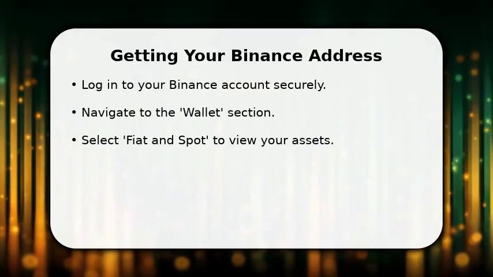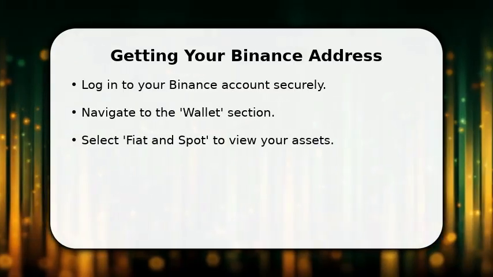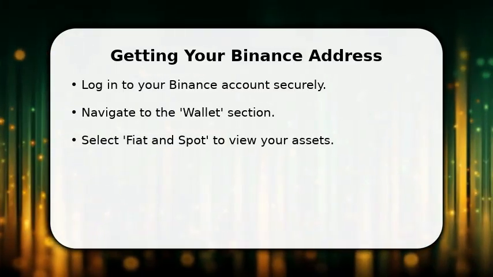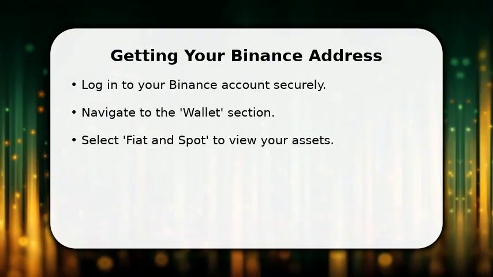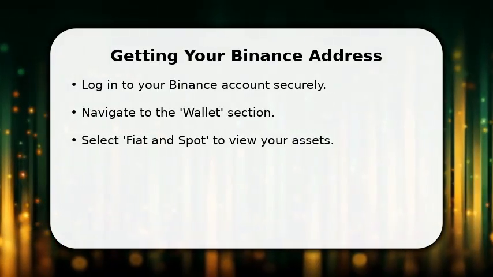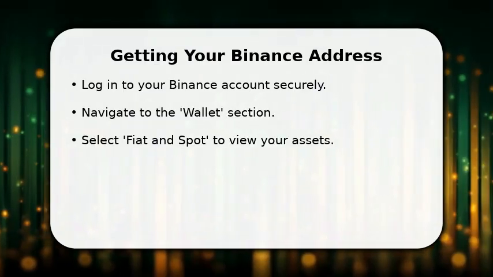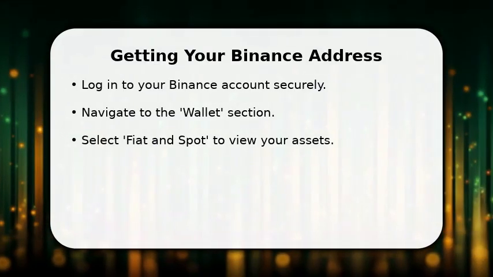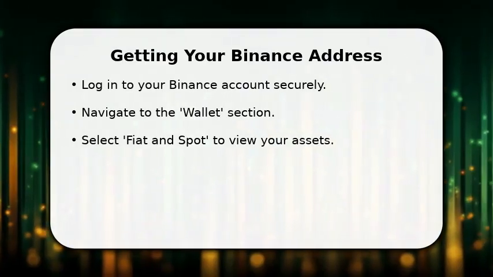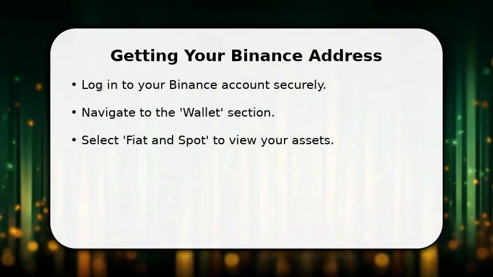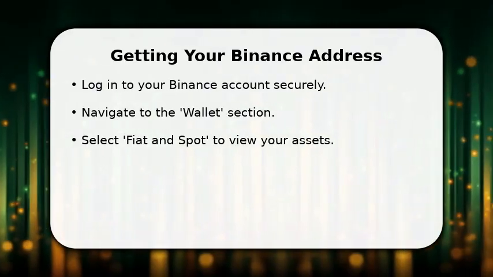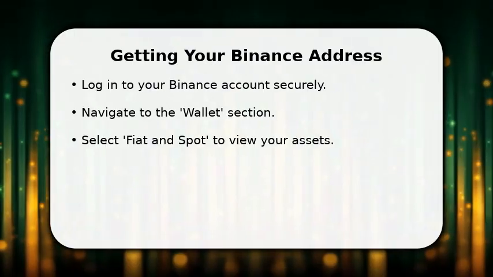In this video, I will show you how to get your address on Binance. First, log in to your Binance account. Once you are logged in, navigate to the wallet section. From there, select Fiat and Spot to see an overview of your assets. This is where you'll begin the process of finding your specific cryptocurrency deposit addresses. It's a straightforward process designed for ease of use.